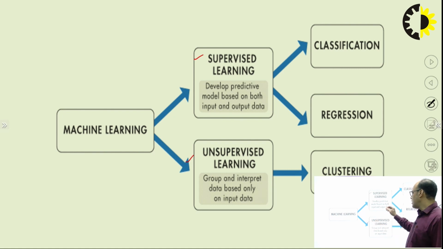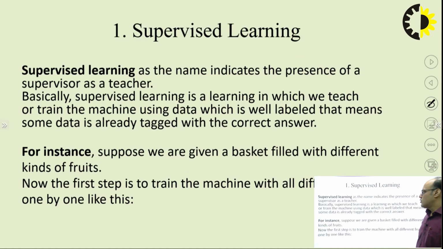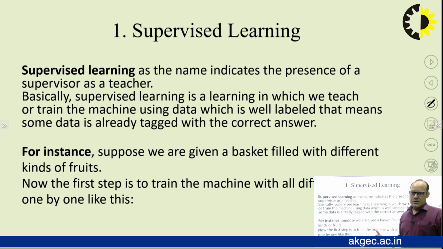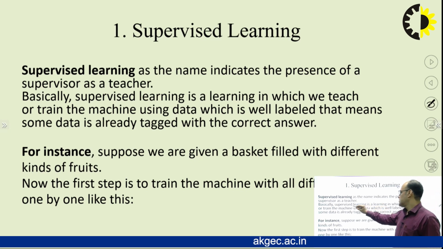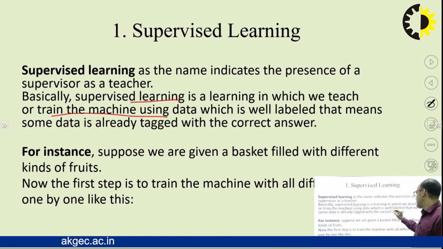Supervised means we are going to develop a predictive model based on both input and output. Teacher is present here, input is there and output is there, right? Under unsupervised learning, we will group and interpret data based only on input data. In unsupervised learning, only input data is there, right? So supervised learning is used for classification and regression purposes, and unsupervised learning is used for clustering. Okay. As the name suggests, supervision, a teacher is present here. Supervised learning is a learning in which we teach or train the machine using data which is well labeled.